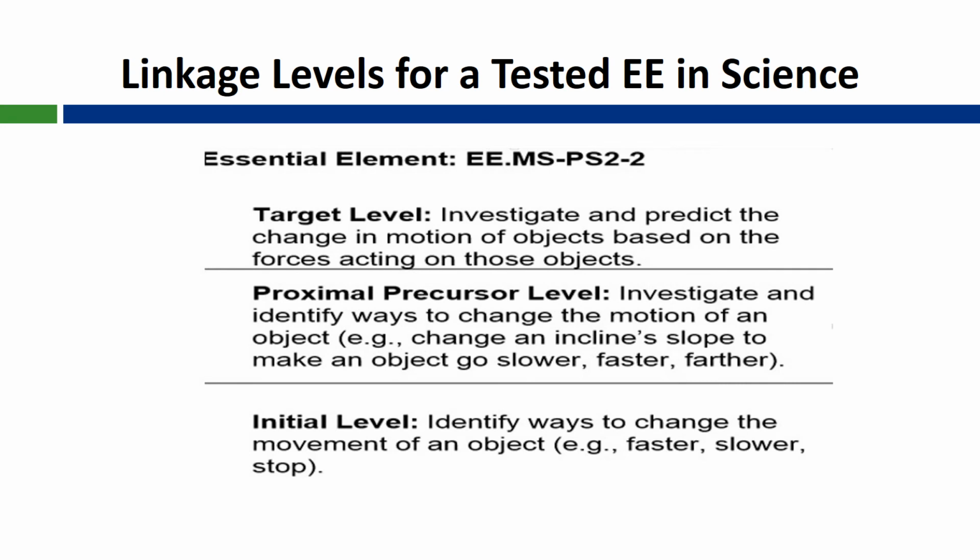Unlike ELA and math, science only has 3 linkage levels. The highest science linkage level is the target linkage level, and it is most aligned to the content of the grade level standard. The initial and precursor linkage levels are less complex than the target linkage level and provide access to the target linkage level at a reduced depth, breadth, and level of complexity.